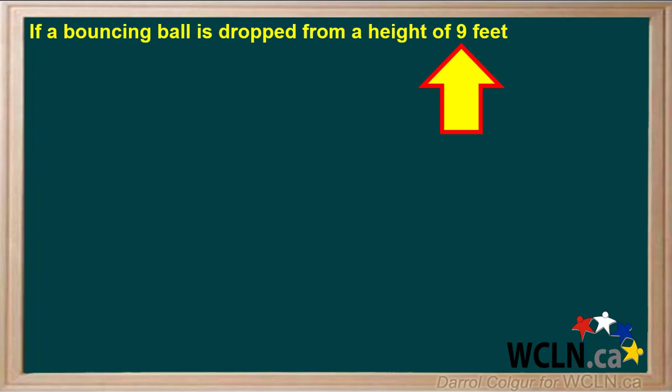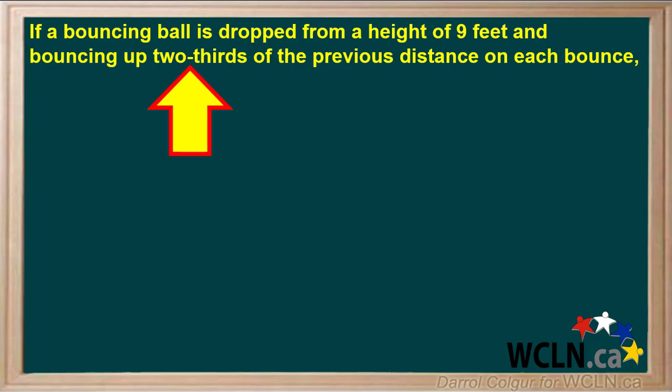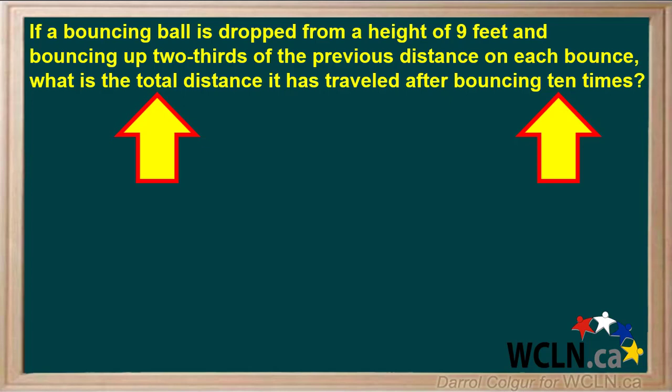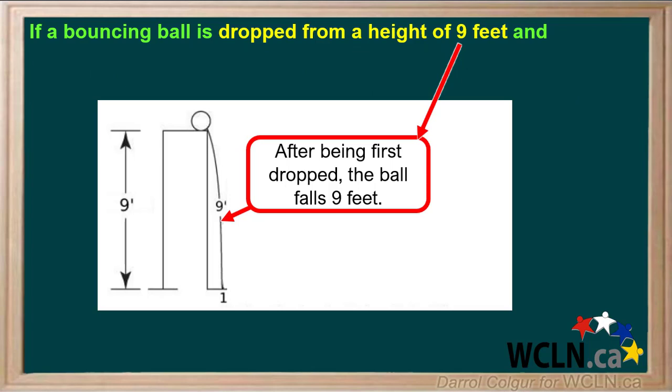We're told that a bouncing ball is dropped from a height of 9 feet, and it bounces up 2/3 of the previous distance on each bounce. And we're asked for the total distance the ball has traveled after bouncing 10 times. It's best to consider this problem using a diagram.